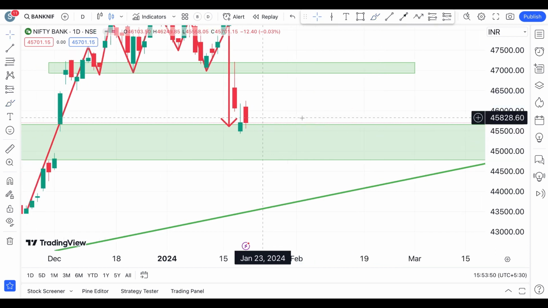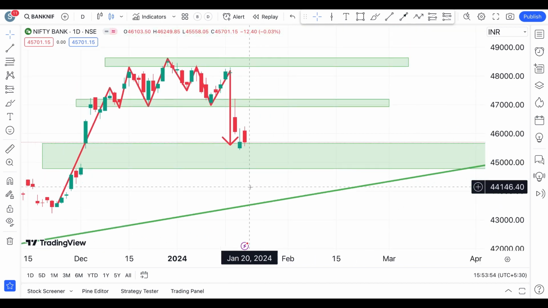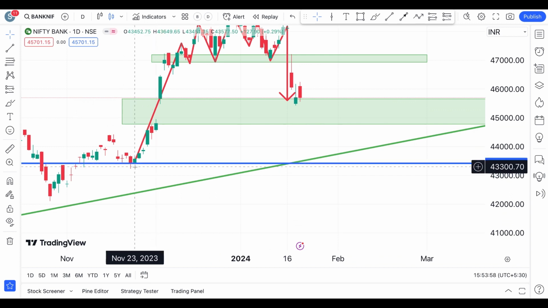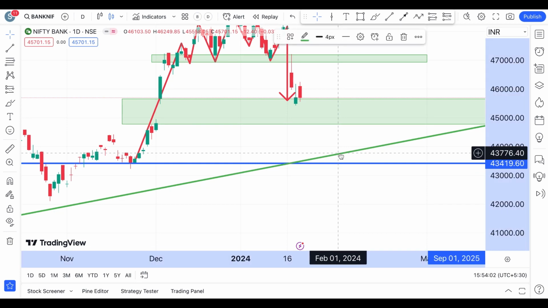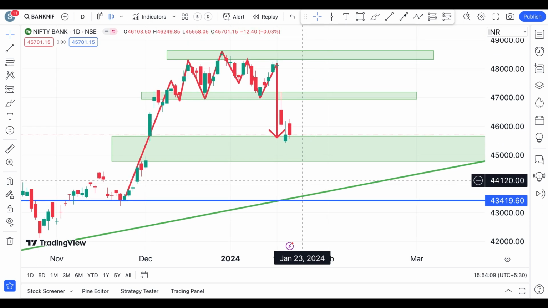Now this area, this support level, is going to be a key level for the Bank Nifty. If that breaks down, then you know where to look on a daily chart. Here, this is the support level, and if not, this trend line definitely is going to play a very important role for the Bank Nifty. So this is how the Bank Nifty is looking on a weekly and a daily chart.